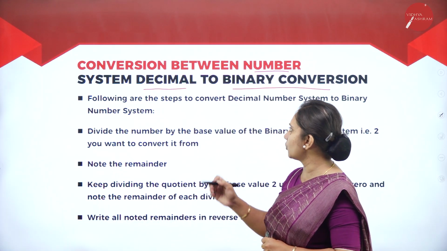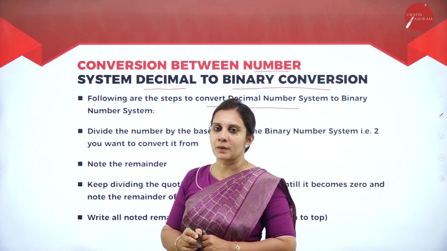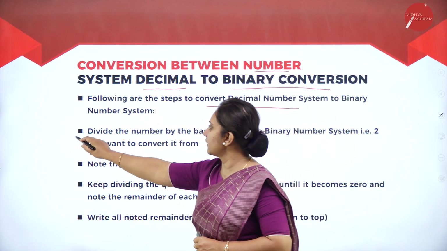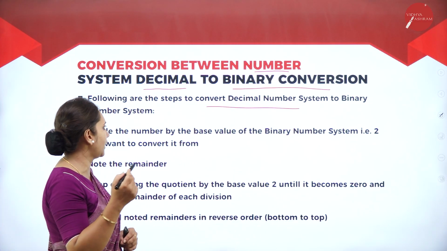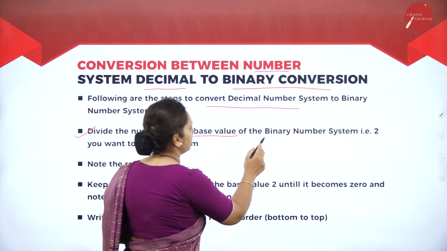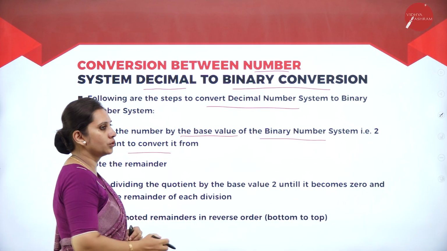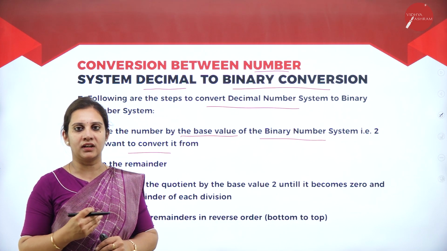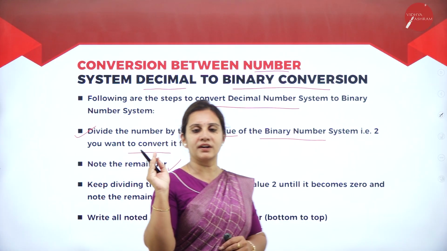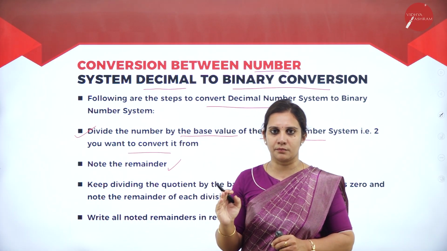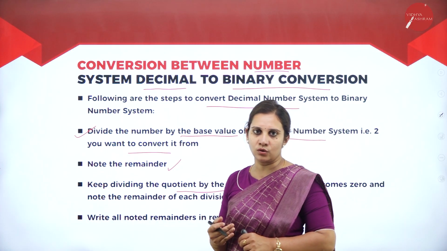Now let us understand the steps we follow to convert from decimal to binary. First, we divide the given number by the base value of the binary number system, that is base 2, to convert to its equivalent form. Next, we need to note the remainder. Whatever remainder we get, we need to note it. Then keep dividing the quotient by the base value again.